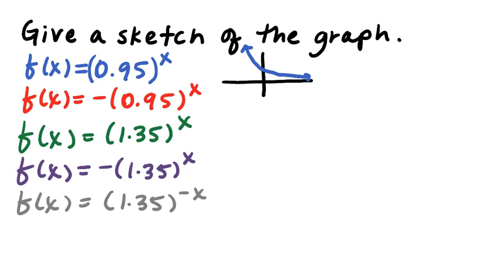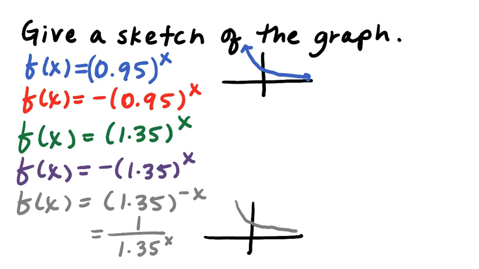Another one that's exponential decay would be, I suppose, the red one, but also the gray one. I'm going to skip the gray one, because this is like 1 over 1.35 to the x, and 1 over 1.35 is a number less than 1. If the base is less than 1, it's exponential decay. So when I draw the graph, it's going to look exactly the same, up to some sort of proportionality.